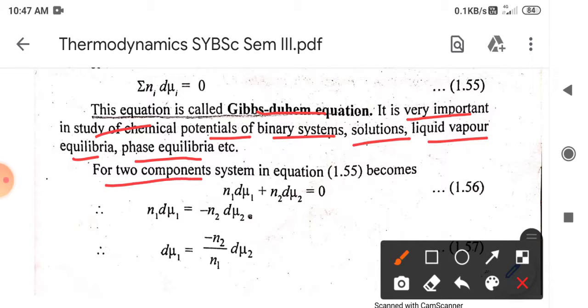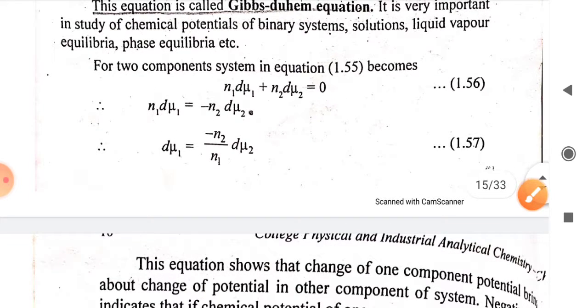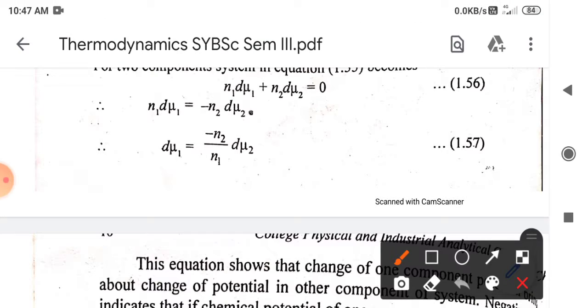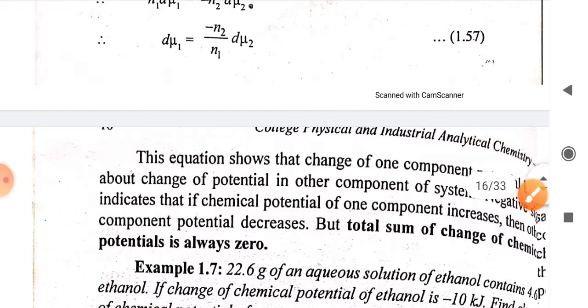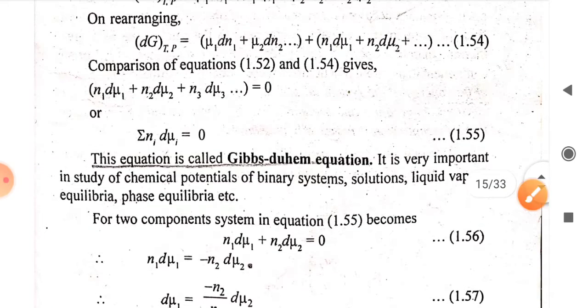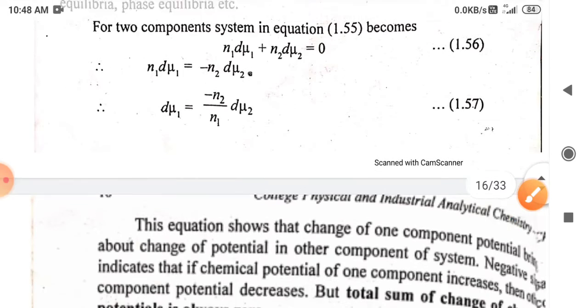Now consider the two-component system for the above equation, that is N1 d mu1 plus N2 d mu2 is equal to 0, that is N1 d mu1 is equal to minus N2 d mu2, or d mu1 is equal to minus N2 upon N1 into d mu2. This is simply a rearrangement of the given equation. We can derive that anytime, but first of all we should know this equation, that is summation of Ni d mui is equal to 0.